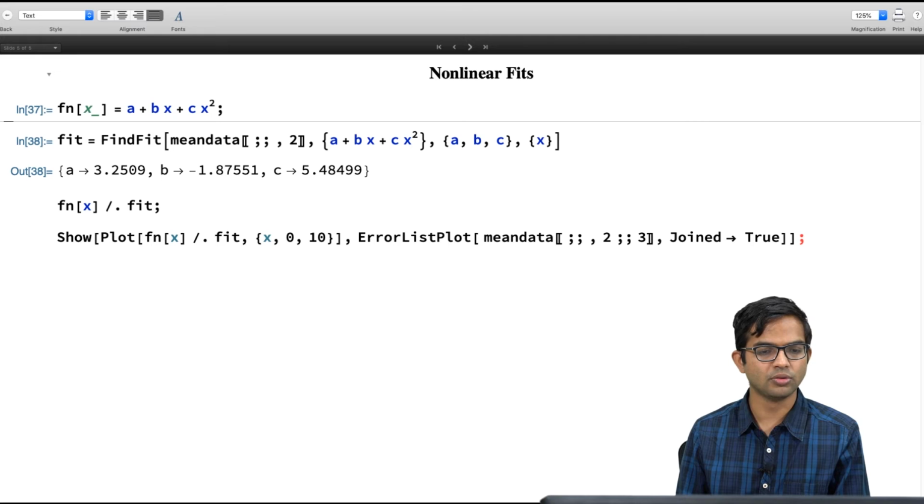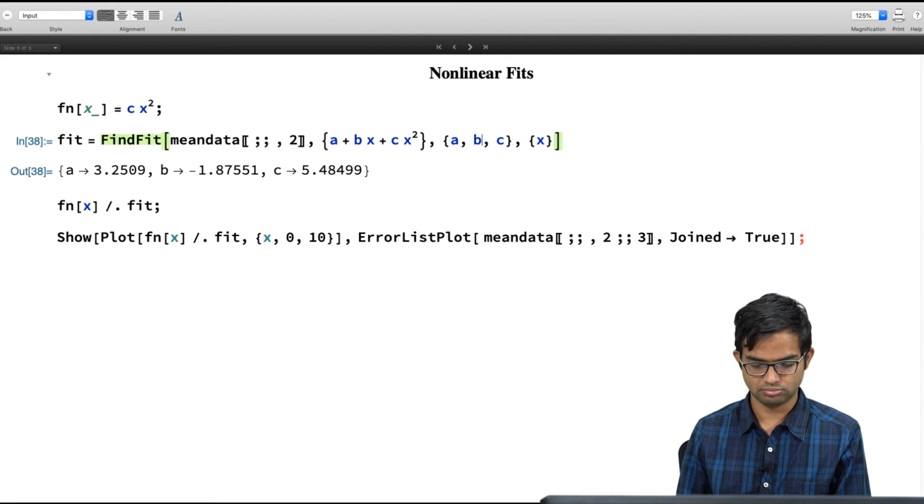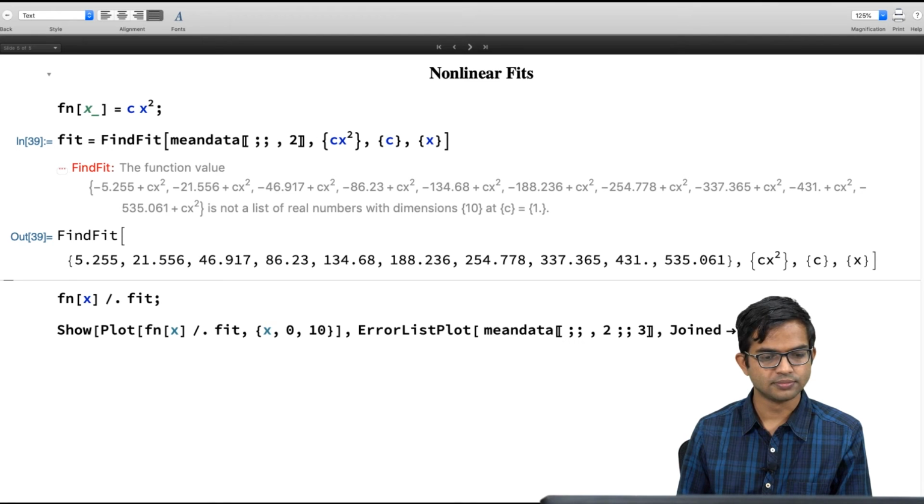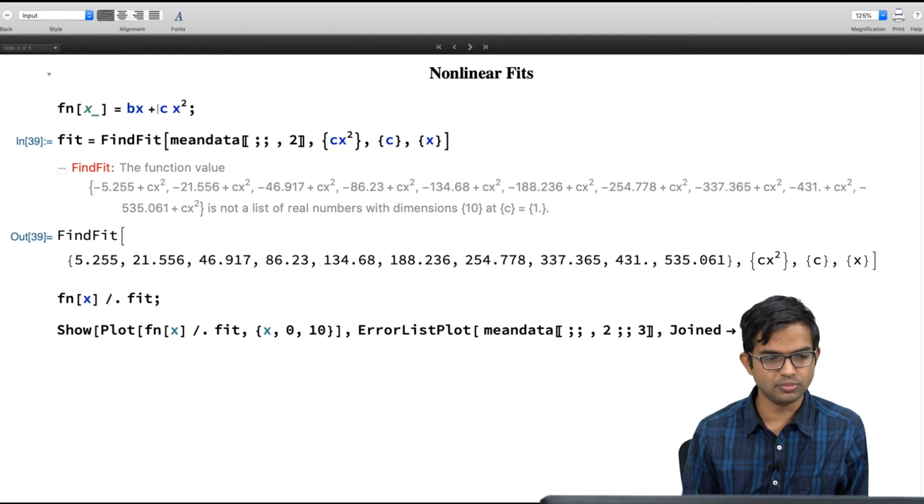Here also, of course, we could have fit it to just cx squared if you wanted. So use of FindFit for this kind of a fit would be a bit of an overkill, but it's possible. So let's check how that would work. Okay, so I guess it's not very happy. So let's check what happens if you do bx plus cx squared. I think the issue was just with the gap between c and x squared. So this should work out.